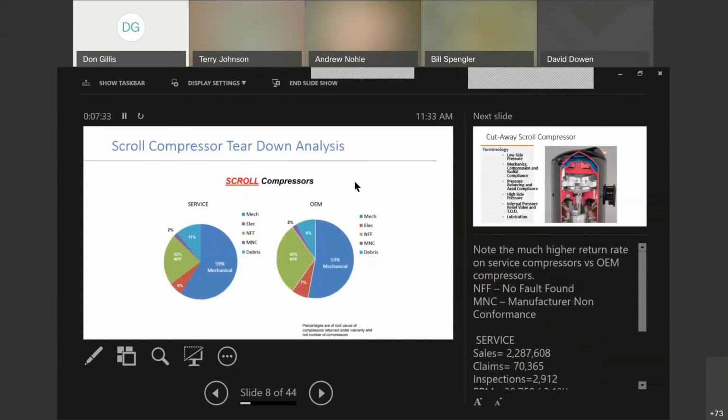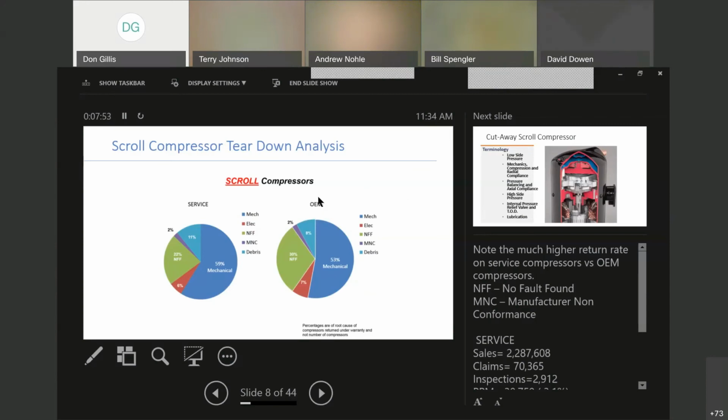Pie charts, pie charts, pie charts. Here we've got a pie chart. I think we looked at this the other day. These are updated continuously. This is just a pie chart showing you a basic scroll compressor teardown analysis, which we do on a regular basis in our 3-day courses.